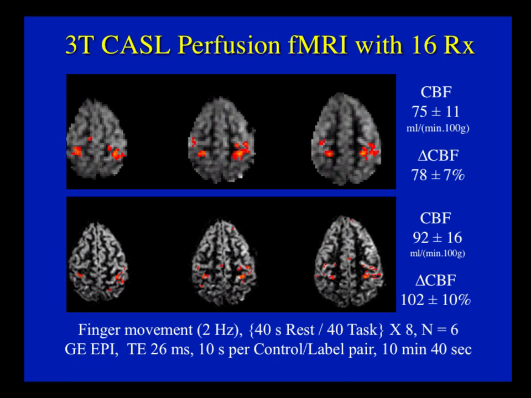So therefore, finger tapping increases the blood flow to the motor cortex around 70 to 100%, depending on the resolution of the images. So that is something that is different than a BOLD experiment. In BOLD, we can quantify the signal change, but that does not directly relate to a physiological parameter. But here we can get an estimate of the change in a physiological parameter directly, in this case, blood flow.